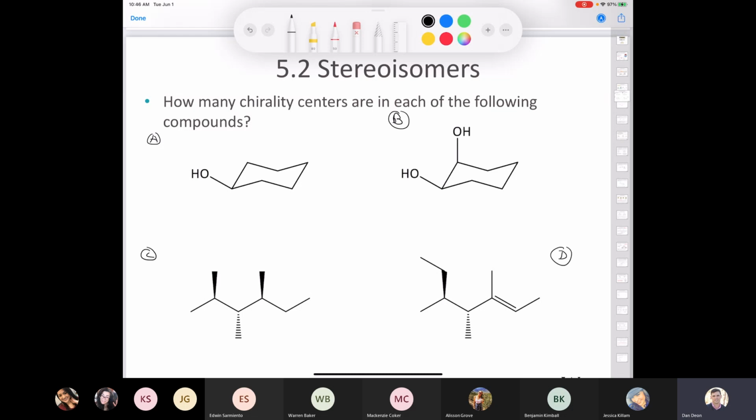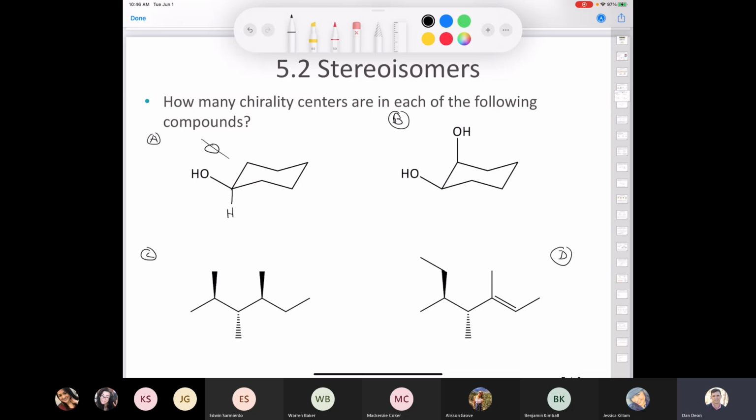Right, because we know that there's a hydrogen going down here. So we have the hydroxyl, we have the hydrogen, we have a path going this way, but it's identical to this pathway. So there are 0 chiral centers in this molecule. You can put a big fat goose egg. There's none. Okay, 0 here.